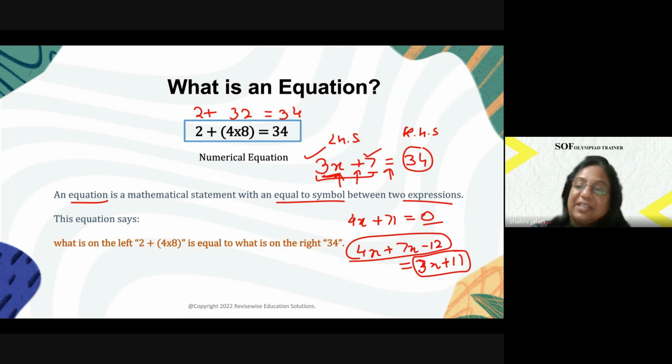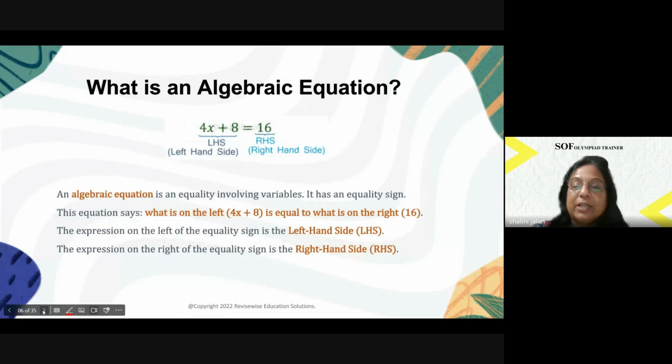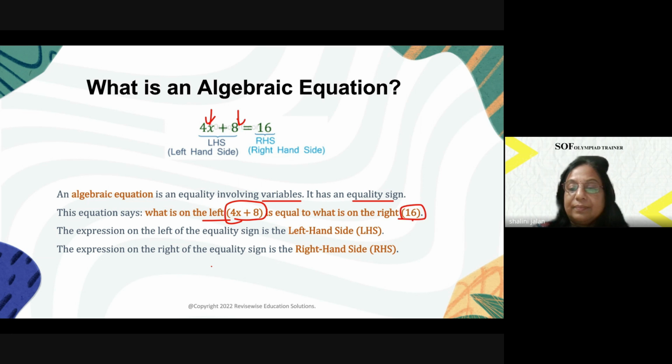So this is an equation when we have an equal to sign, and this equal to sign has got something on the left-hand side, something on the right-hand side. Correct? So this is an equation. Then what is an algebraic equation? When we have variables and constants both involved. An algebraic equation is an equality involving variables. It has an equality sign. We have a left part of it, which is say 4x plus 8 here, and we have a right side of it, which is 16 here. Correct? So this is known as the left-hand side. This is known as the right-hand side.